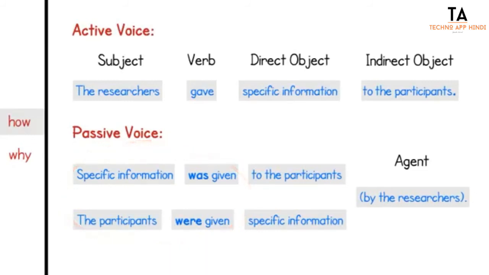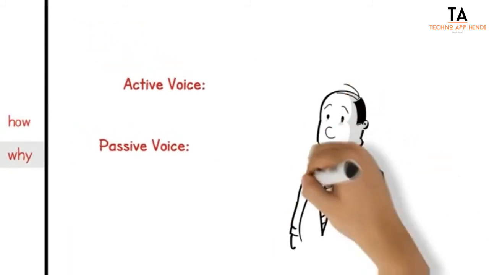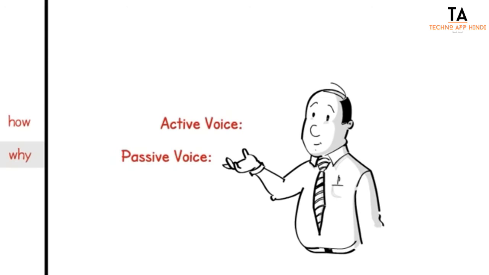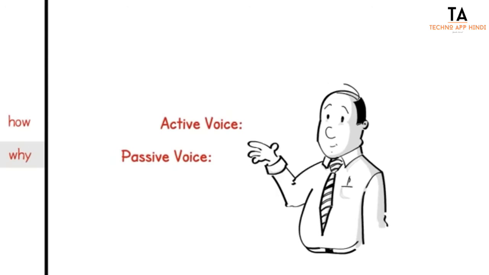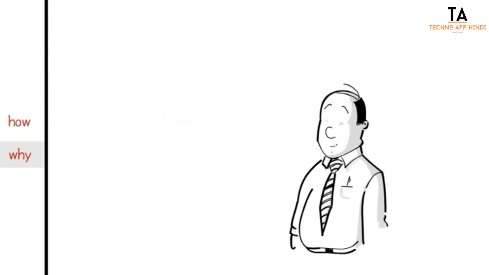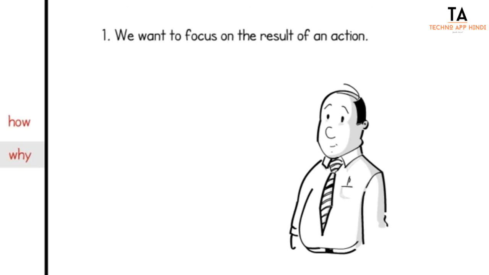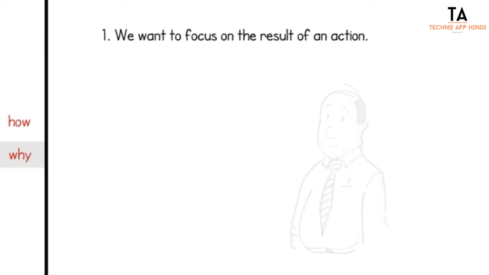Now that we know what the passive voice looks like, we need to consider when and why we would choose to use the passive voice instead of the active. First, it is better to use the passive voice when we want readers to focus on the result of an action rather than the person or thing that is doing it.